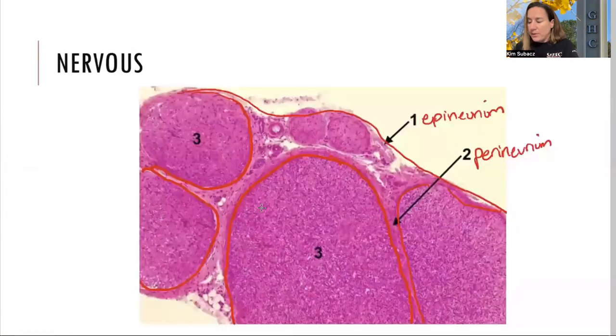So to recap, we have connective tissue around the entire nerve, the whole thing coming down, like your whole sciatic nerve, epineurium going around the whole thing. And then we had fascicles where we had things bundled up together. So we had fascicles, and those things had connective tissue around them, and that was the perineurium.